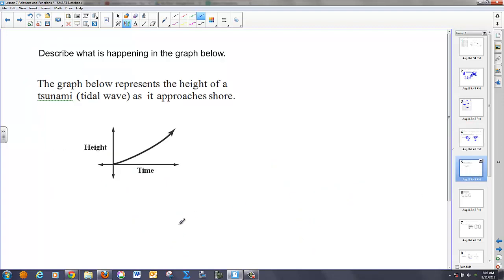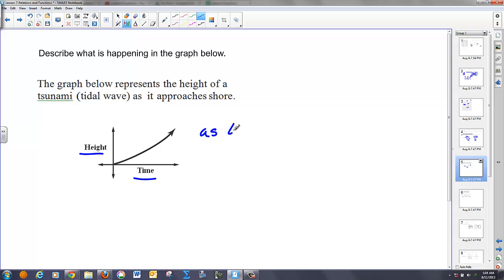So we have a graph below. It says the graph below represents the height of a tsunami as it approaches the shore. And we want to describe in words what's happening. So it looks like I have two axes here. One is a time axis and one is a height. And it looks like as time gets greater, the height gets greater. So we just say that in words.